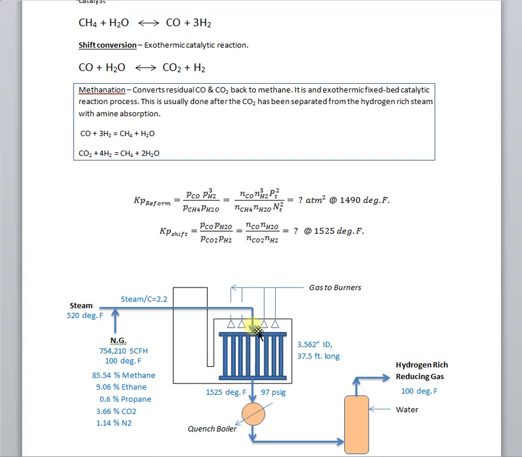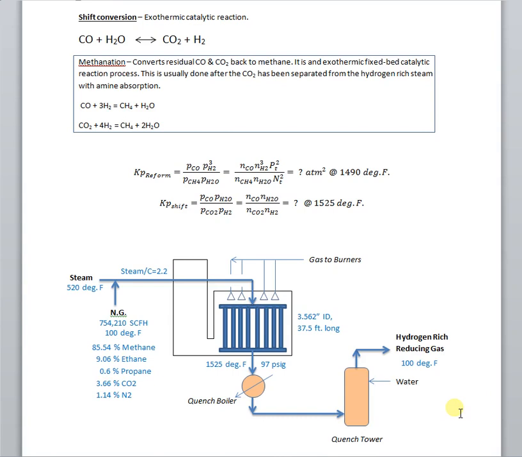A hydrogen-rich reducing gas is to be produced from 754,210 standard cubic feet per hour of natural gas with a known composition. To produce the richest gas possible, the reformer furnace will be operated at 1525 degrees Fahrenheit at the outlet. A 35-degree approach to equilibrium will be assumed, as well as a 2.2 to 1 carbon ratio in the feed. That means every mole of carbon in the natural gas feed will be mixed with 2.2 moles of steam.